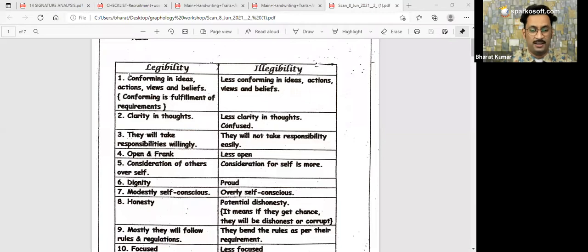Got my point? So first in your signature there should be legibility, because the legibility tells about ideas, action, views. It tells about honesty, willingness, self-esteem, confidence, dignity, and willingness to attach with the rules and regulation. So many things are expressed with the help of legibility of signature. That's why remember your signature should be legible.